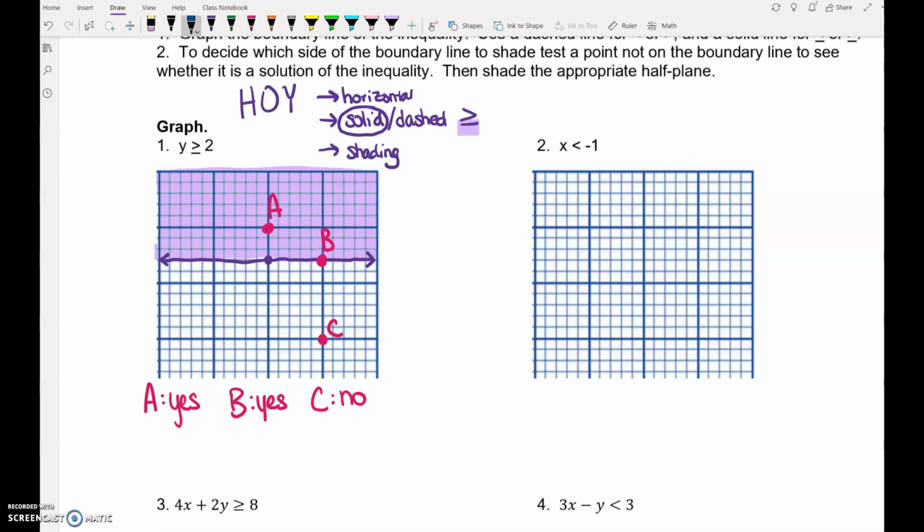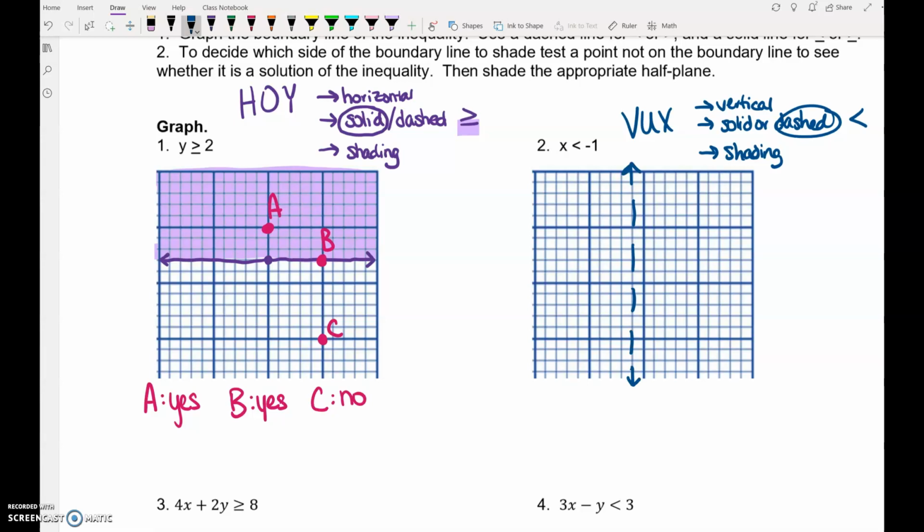I want blue. So first thing we need to note is that it is a vertical line. The second thing we need to think about, should this line be solid or dashed? Dashed because it is plain less than. There's no equal to line, so that's not a solid line. And then we'll have to talk about the shading once we get the line drawn. So a vertical line at -1, a dashed vertical line at -1.